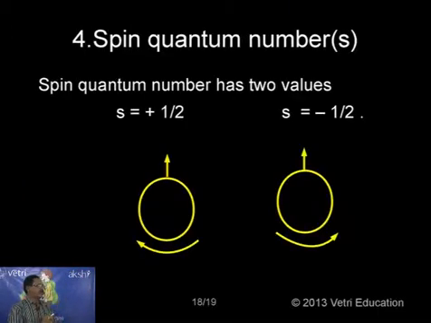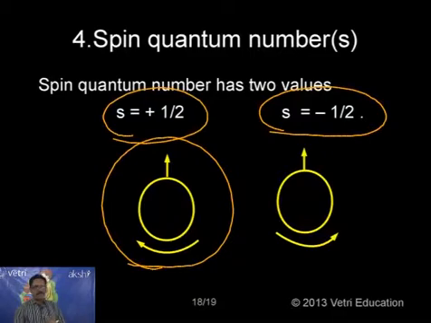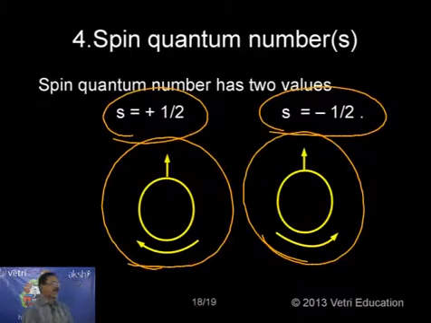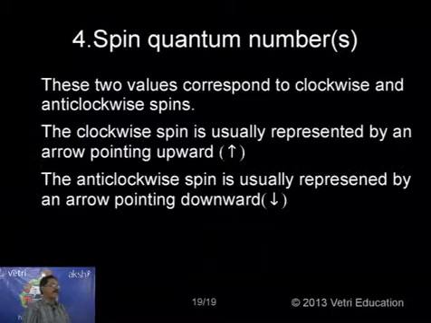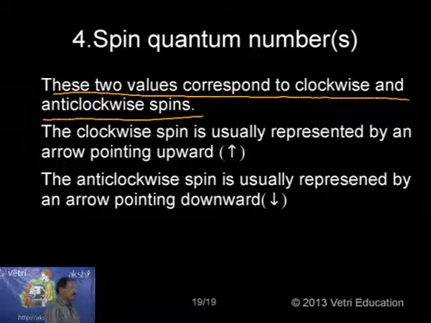The spin quantum number can be represented by 2 values: s equal to plus half and s equal to minus half. Plus half means clockwise orientation, the electron is moving clockwise. Moving anti-clockwise we usually represent by minus half. So for an electron there are only 2 orientations. Conventionally we can also represent them by arrow symbols. These 2 values correspond to clockwise and anti-clockwise spins.